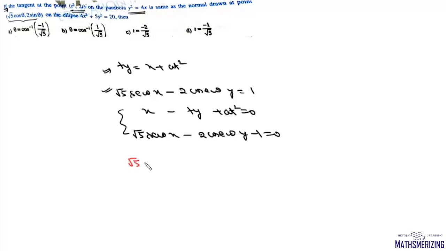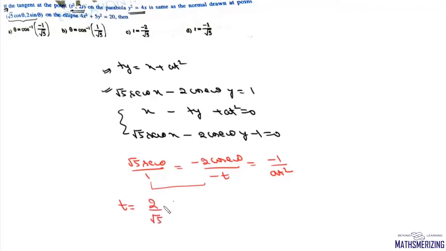Now since they are coincident lines, we can write root 5 secant theta upon 1 equals minus 2 cosec theta upon minus t, and it will be equal to minus 1 upon a t square. We'll take these first two expressions, then we can write t as 2 upon root 5 cos theta upon sin theta, and if we take second and third, then from there we can write t as, now value of a for this parabola is simply 1, so we'll take this a as 1, so we can write this t as minus sin theta by 2.